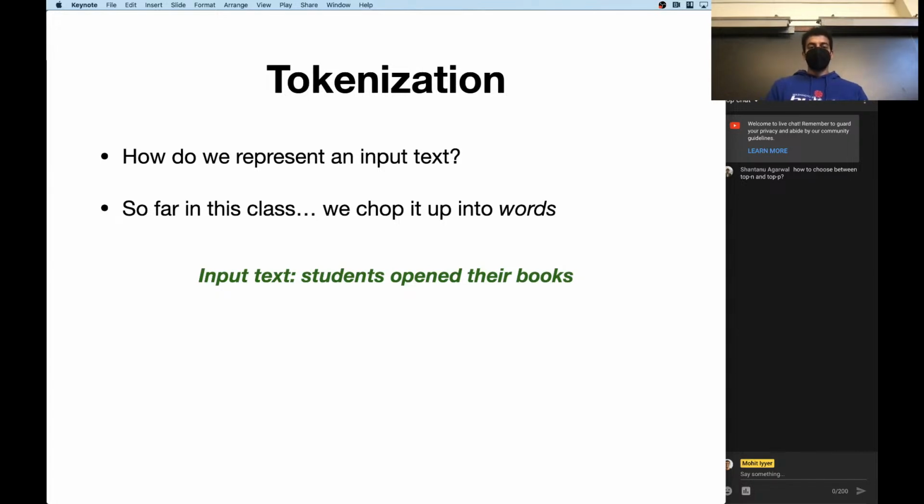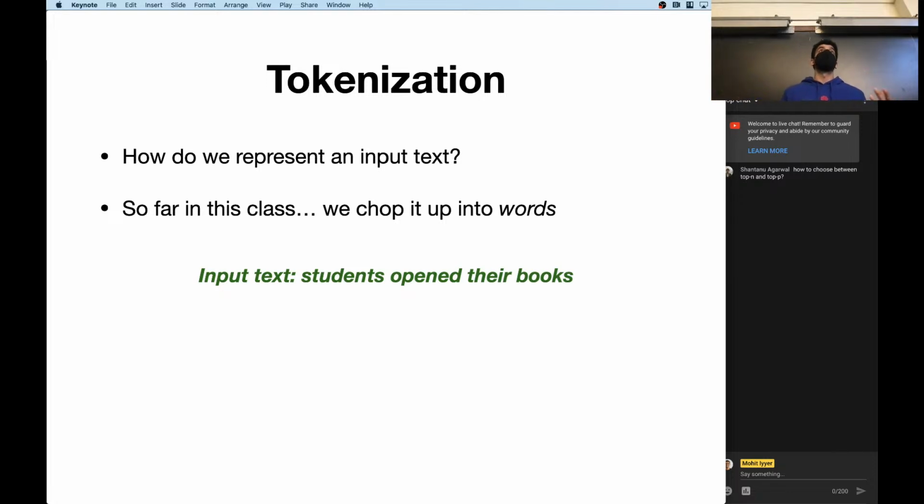All right, so let's start with tokenization. This is really a question of how do you represent your input text. So far, we've just been talking about words, right? When I have this text, students open their books, I have an embedding for every word in this sentence. Those embeddings come from some larger embedding matrix which holds these vectors for all of the word types, the unique word types in my vocabulary, right? So students has its own vector, opened has its own vector, and so on.